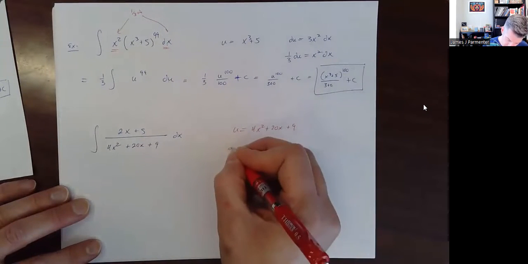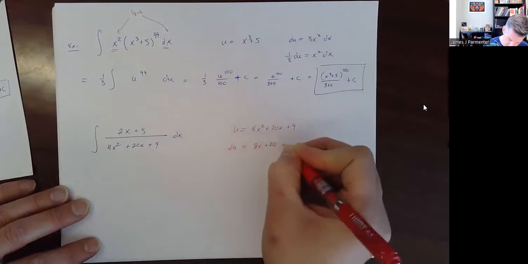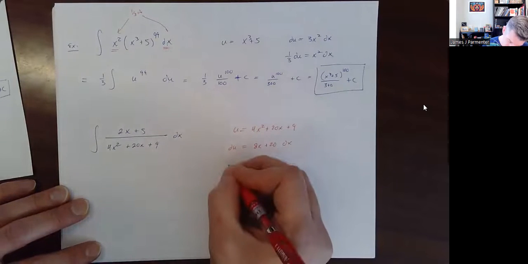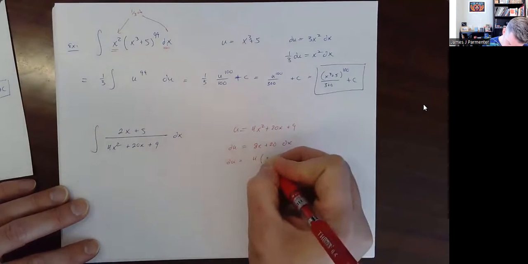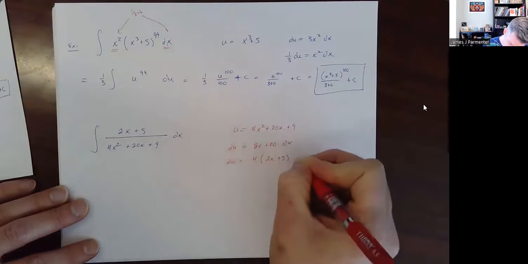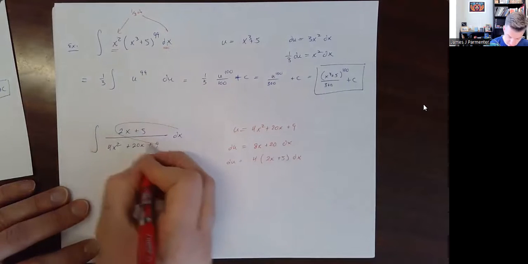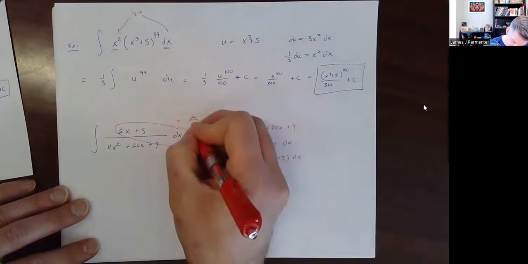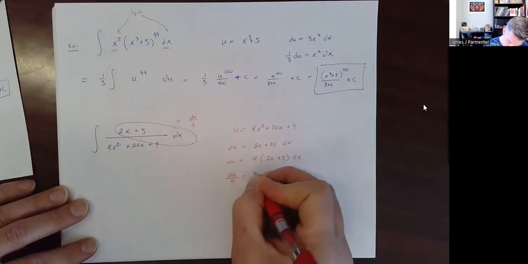And if I check that, the du is equal to 8x plus 20, and I can factor out a 4. So du is going to be 4 times 2x plus 5 dx. And I exactly have a 2x plus 5 dx. So this right here is going to equal du divided by 4. Du divided by 4 is equal to 2x plus 5 dx.